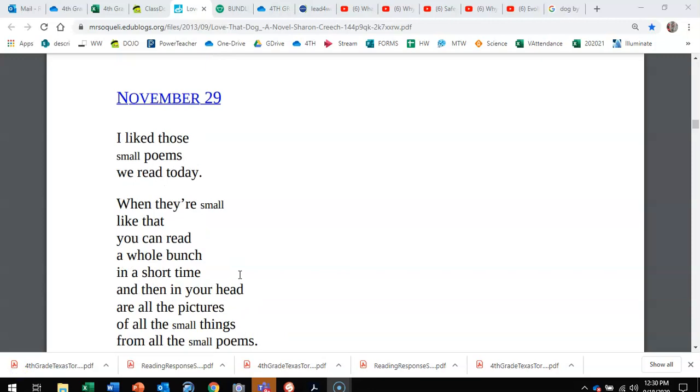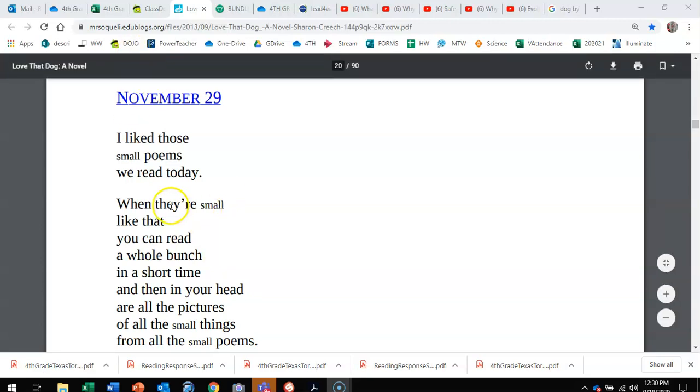I'm going to give you 10 seconds. We are on November 29, page 15. And the reason why we read the poem Dog is because Jack is actually going to talk about it later on. All right, ready? November 29.